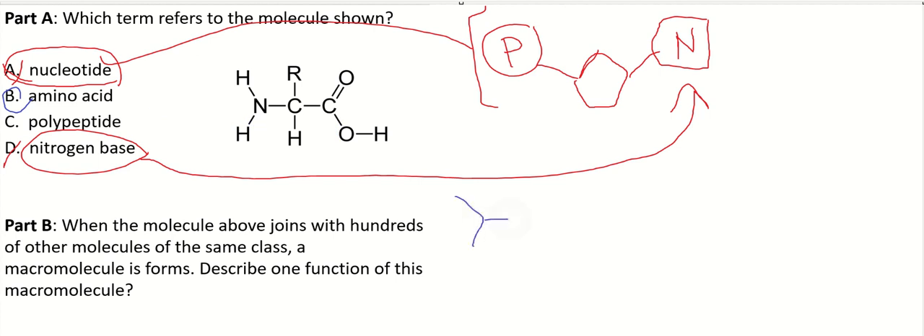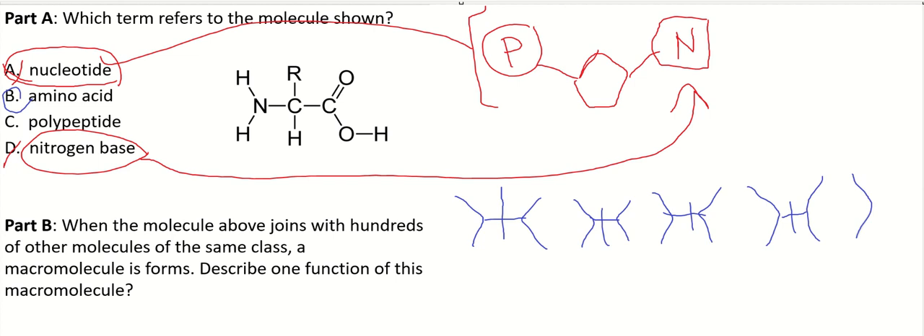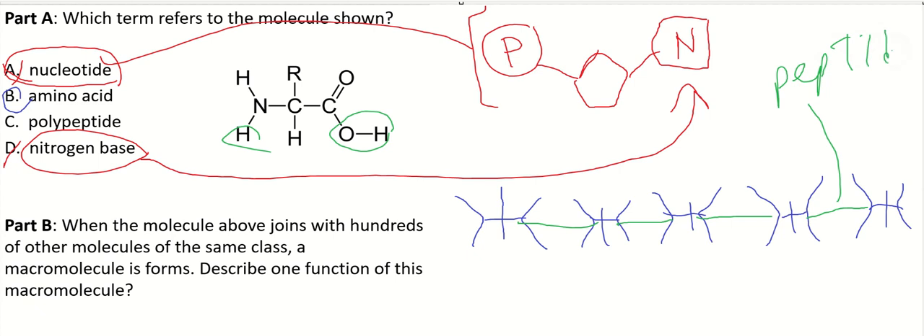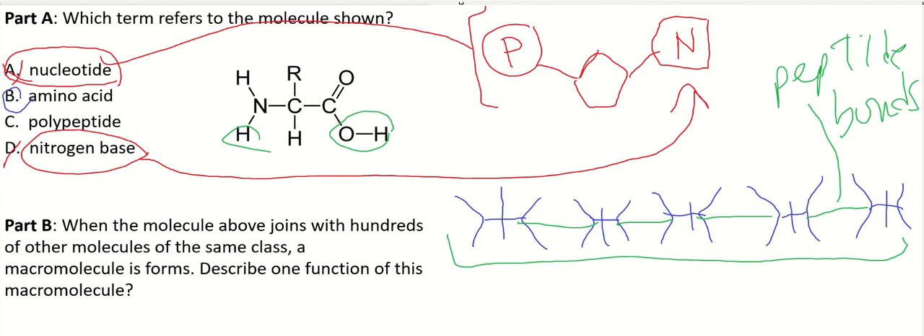All right, so here's an amino acid. Here's another one. And there's hundreds of these in a polypeptide. Okay, and when you connect them, the HOH comes out and you get these bonds. These bonds are known as peptide bonds. Okay, and this whole larger chain of amino acids is known as a polypeptide. Okay, so that's why C is not correct.